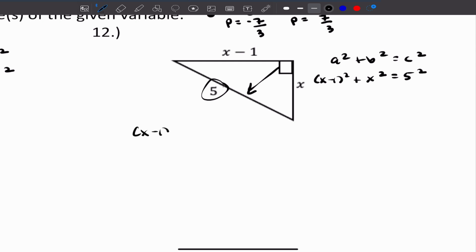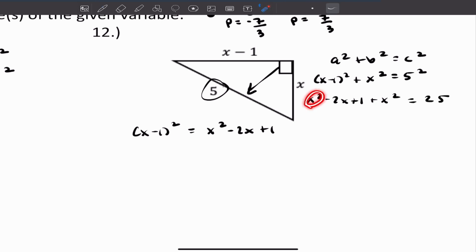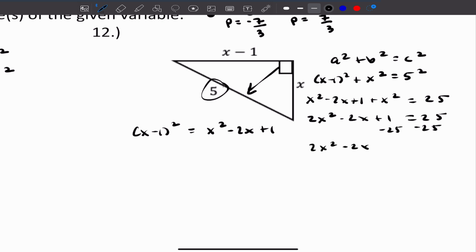Well, x minus 1 quantity squared, that's x squared minus 2x plus 1. So x squared minus 2x plus 1 plus x squared equals 25. How many x squares do we have? We have 2 x squares. So 2x squared minus 2x plus 1 equals 25. Subtract both sides by 25 so that we can solve for the variable. 2x squared minus 2x minus 24 equals 0.